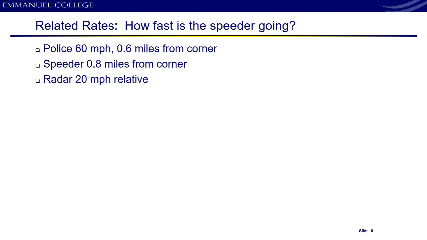So, let's say for this one: how fast is a speeder going? In this case, the police officer is at 60 miles per hour. That's their speed. The police officer is not running at 60 miles per hour. They are driving in their police car at 60 miles per hour. And they're 0.6 miles from a corner. The speeder is 0.8 miles from a corner. And there's a 20 mile per hour reading relative in the radar.